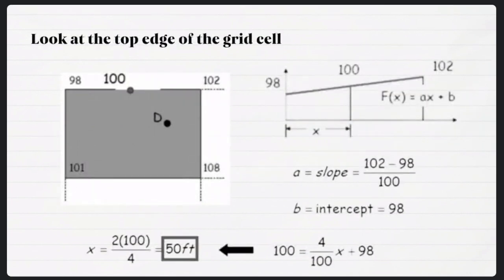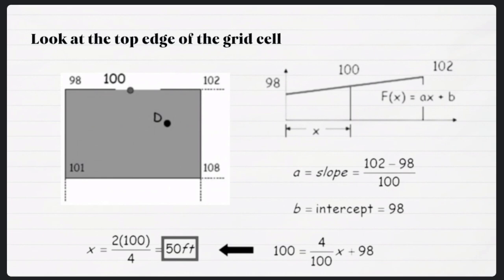So starting from the top edge of the grid cell, which is the one at the top, the dimensions start at 98 to 102. We know that the contour interval is 5 feet. So between 98 and 102, there is a value divisible by 5 which is 100. So that is our contour point.